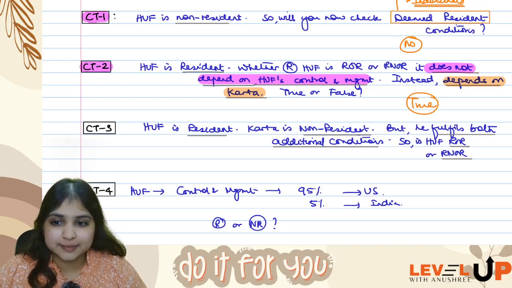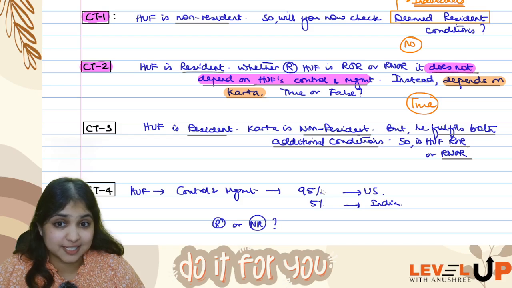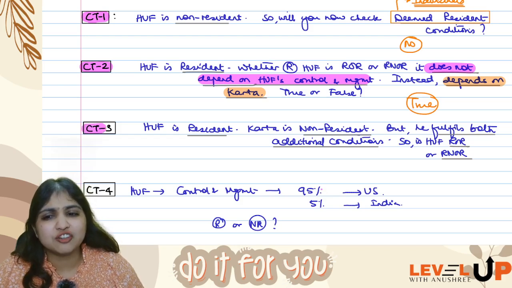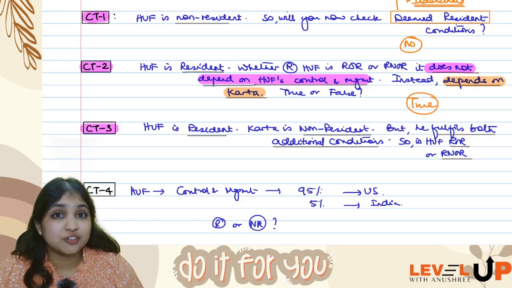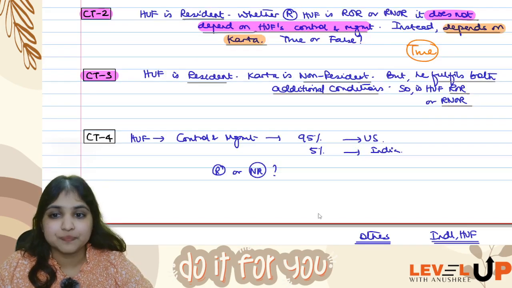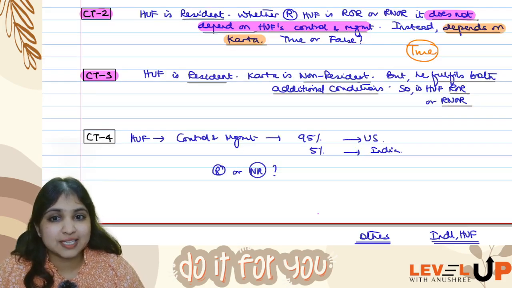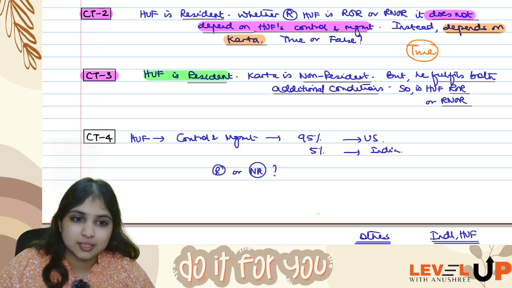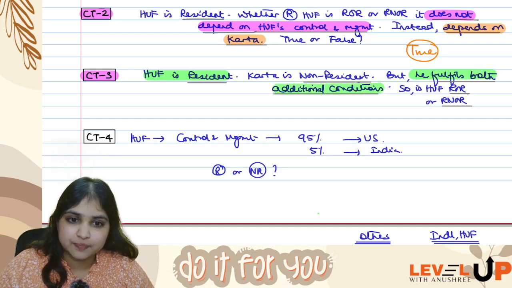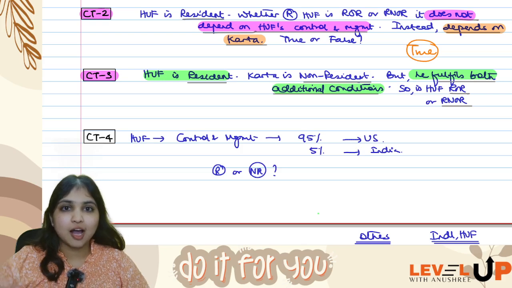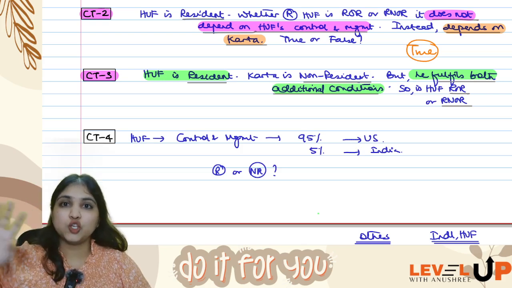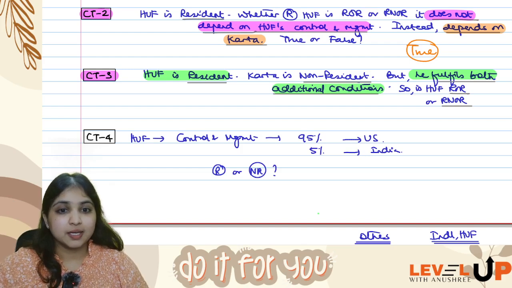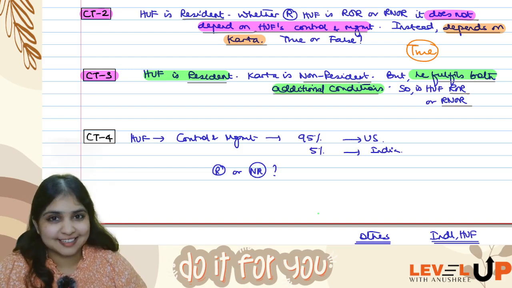Okay, now look at the third concept test, everybody. This is a point on which generally students have a doubt. This will put to rest all your doubts. Read it very carefully. The question says, HUF is a resident. Karta is a non-resident, but he fulfills both the additional conditions. So HUF is ROR or RNOR? Sorry, HUF is a resident.